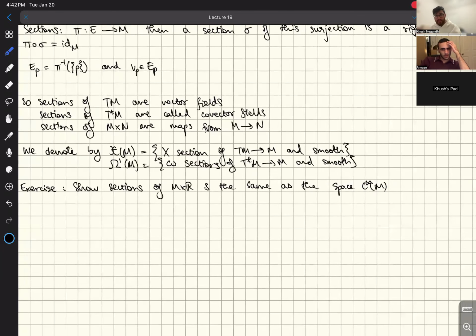Like, I guess the reason that makes sense is because we're taking all sections of the tangent space and the cotangent, like of TM and T star M. And since all of those sections by definition of the set have to be smooth... no, not all sections are smooth. Definitely this is not all sections of TM to M and smooth. Yeah, so not every vector field is a smooth vector field, right?